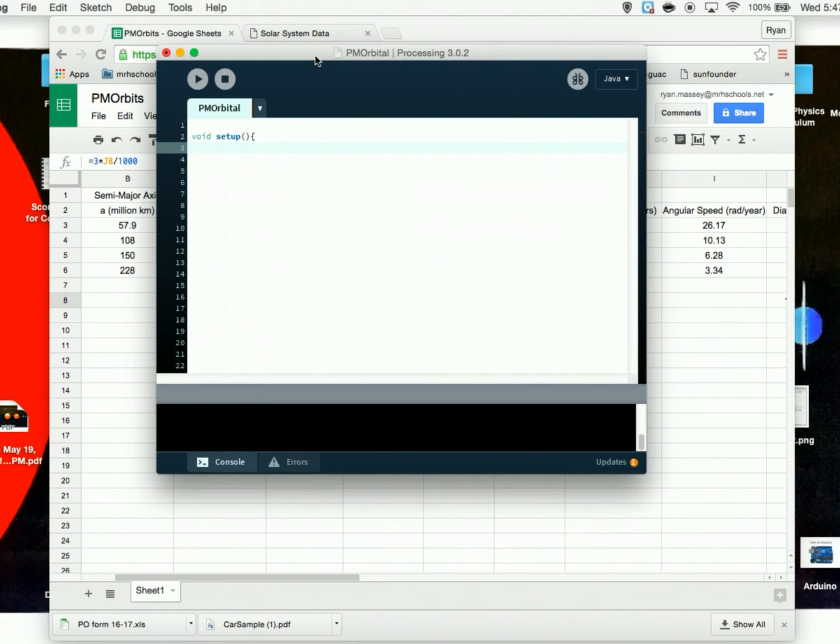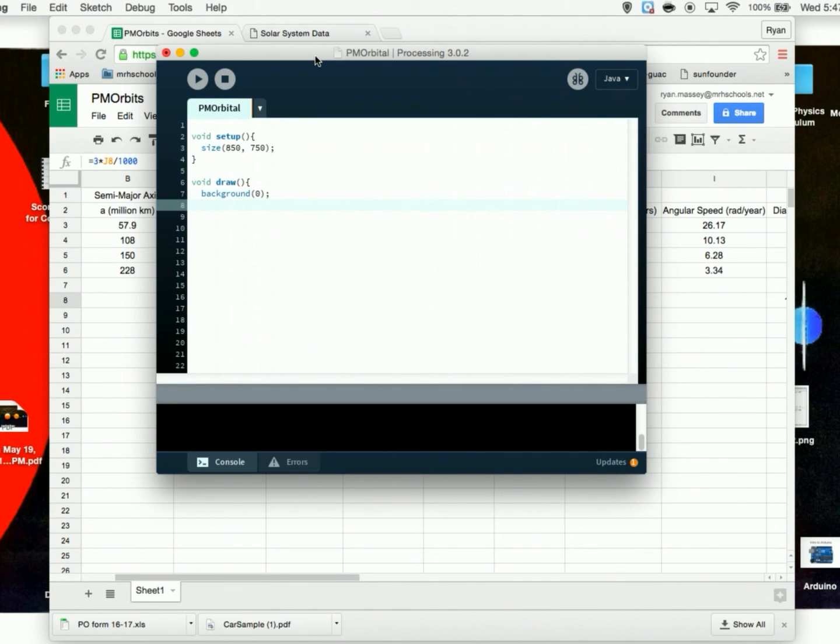For the setup, we'll just create the size. I'm going to do 850 by 750. And that's it. And then we'll go to draw. So we want to do 2 things. We want to draw the shape of the orbit so we can see it. And we want to draw planets following that path, right? So we'll start by drawing the shapes of the orbits.